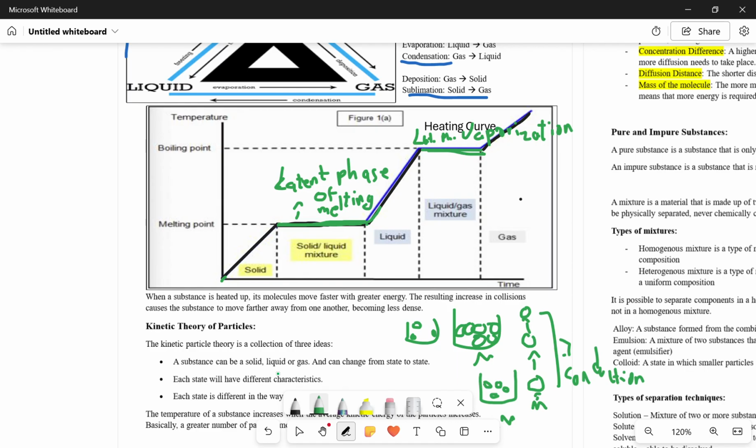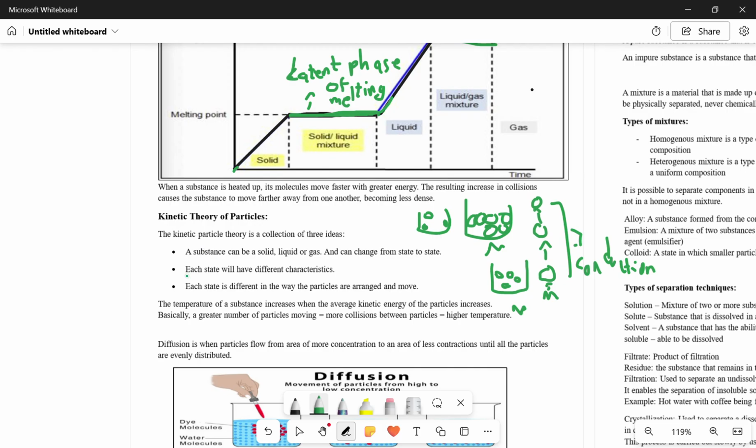So a substance can be a solid, liquid, or gas. It can be in all three states, and it can change from state to state. Each state will have different characteristics. Each state is different in the way particles are arranged and move. So if the temperature increases, the average kinetic energy, KE, also increases. So there will be a greater number of particles moving, and more collisions between particles, causing them to move apart.